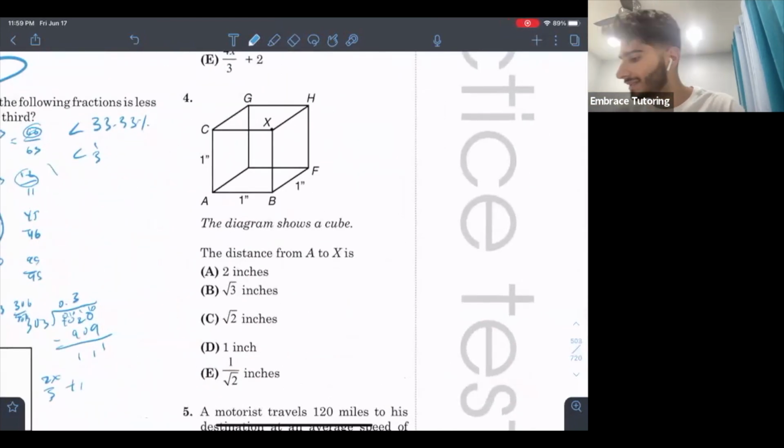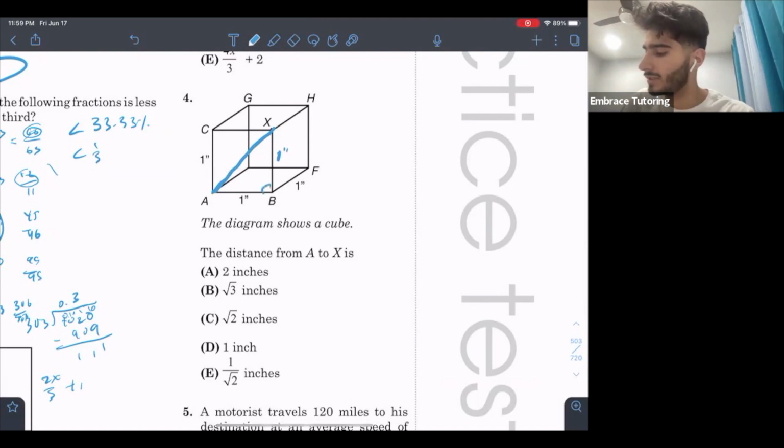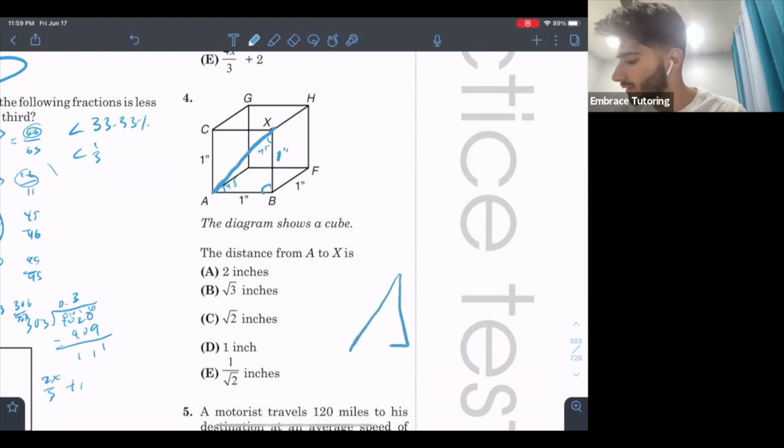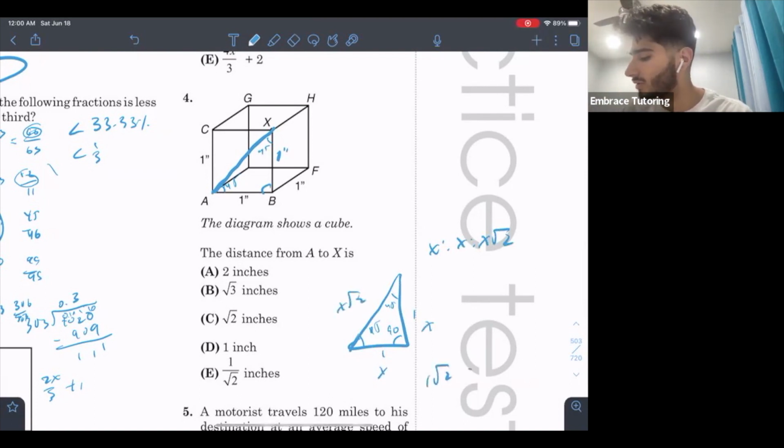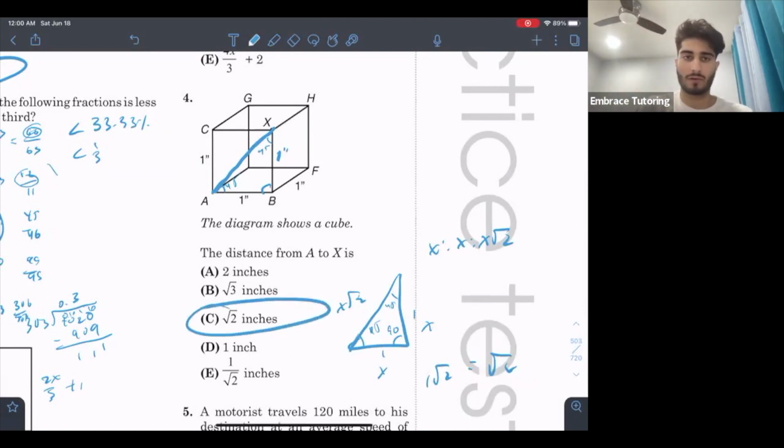Question 4. The distance from A to X is, so A to X is this right here. You have 1. This is also 1 inch. So it should be 1 and 1. This is a 90-degree angle, so this would have to be 45. This is also 45. So with a 45, 45, 90 triangle, this is 1, this is 1, this is 90. You would have to do X, X, X rad 2. So this is X, this is X. This has to be X rad 2. So it has to be 1 rad 2, which is just rad 2. And you know that is choice C for question 4.